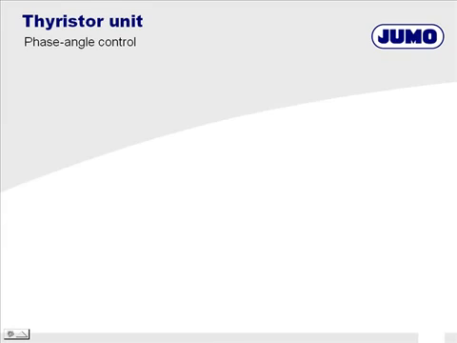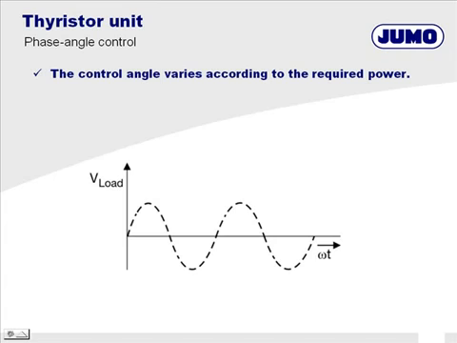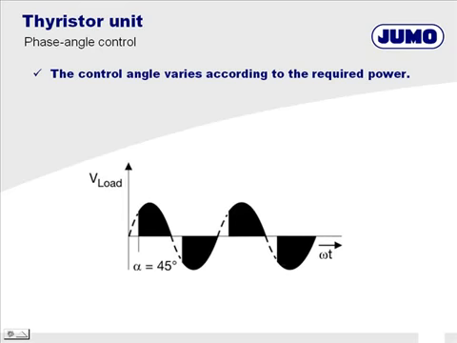Furthermore, phase angle control is possible. Here, the Thyristor unit switches a part of the supply voltage half waves on the load. The phase angle varies according to the required power. The bigger the phase angle, the later the Thyristor is switched on, and the less energy is transferred to the heating system. In the example, the phase angle is 45 degrees.